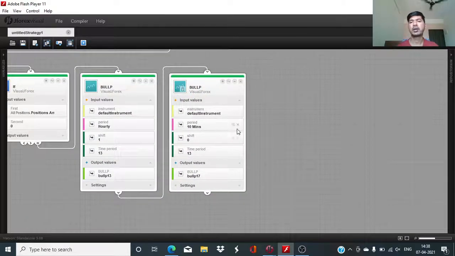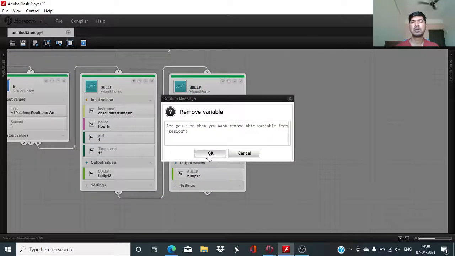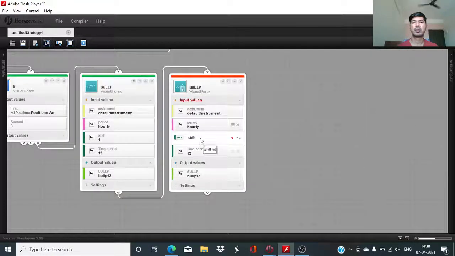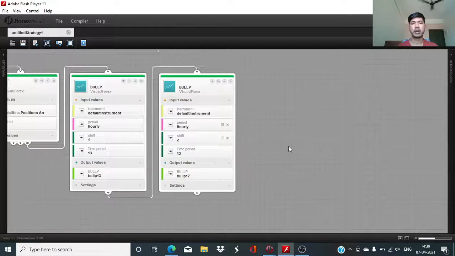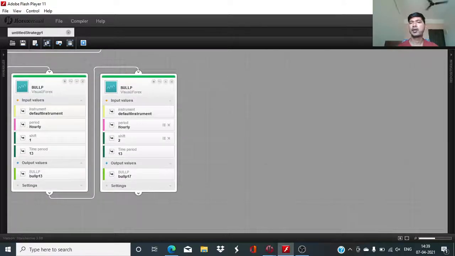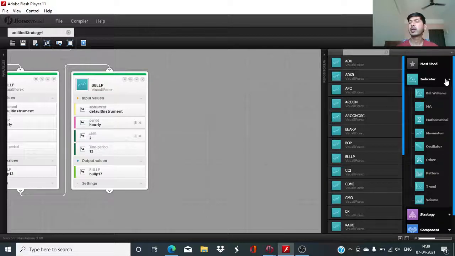Here also parameters need to be changed. It will become hourly. Shift is going to be 2. Time period remains 13. And then the focus is going to shift to historical candles.